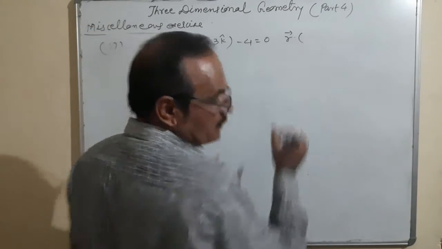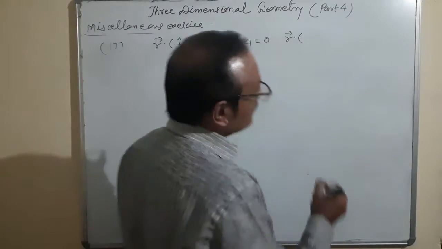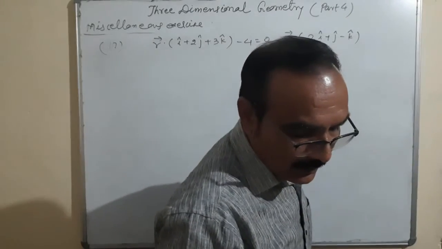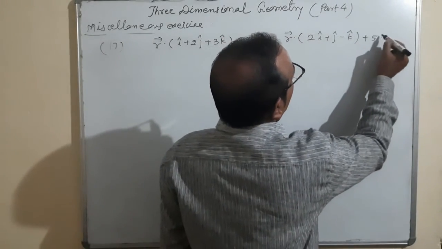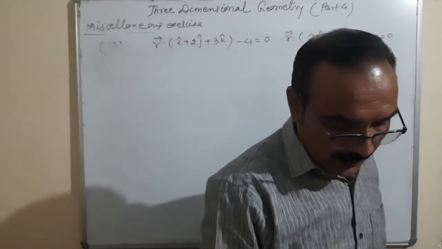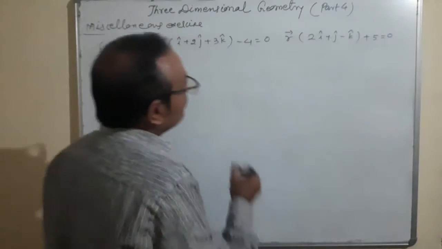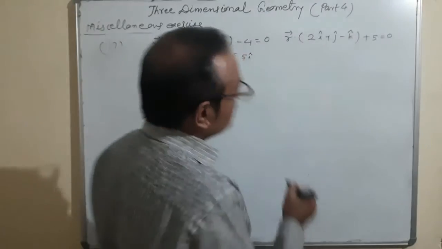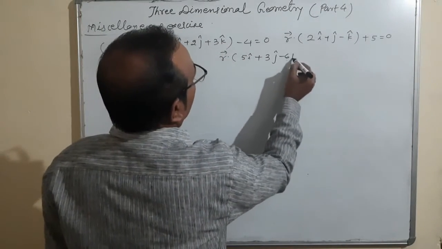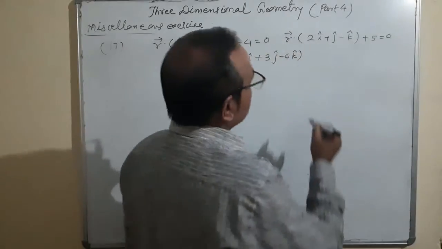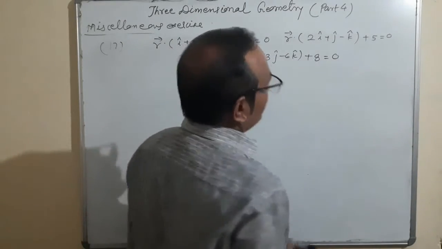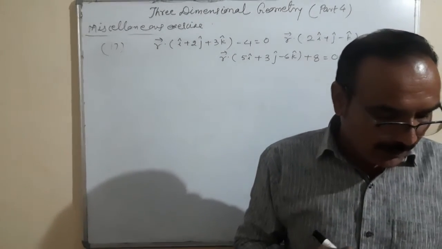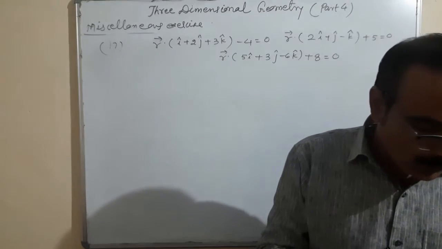Second, r dot 2i plus j minus k plus 5 is equal to 0. And which is perpendicular to the plane r dot 5i plus 3j minus 6k plus 8 is equal to 0. Okay. Now let us read the question once again. Find the equation of the plane which contains the line of intersection of the first and second planes and which is perpendicular to this plane.